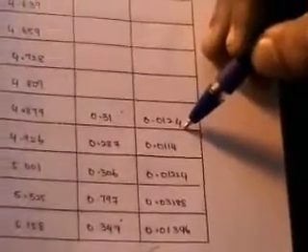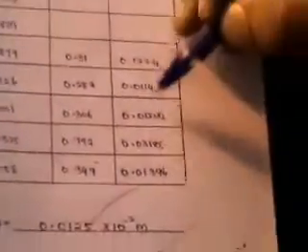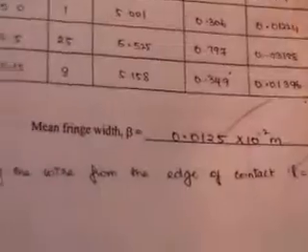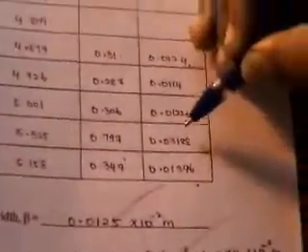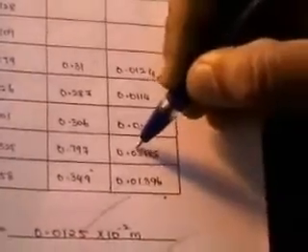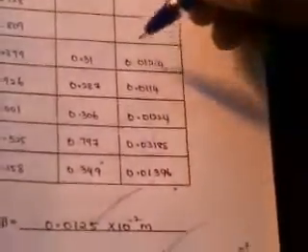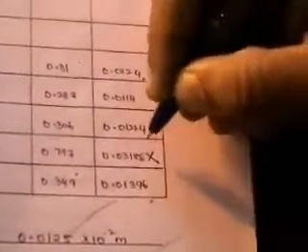From this, compute the width of one fringe and then take the average of these. When you are taking the average, leave out a reading which is totally different from the others. For example, here you are seeing 0.3, which is totally different from 0.1. Put a cross mark on the reading which is totally different from the other readings and take the average of the other readings, that is 1, 2, 3, 4.